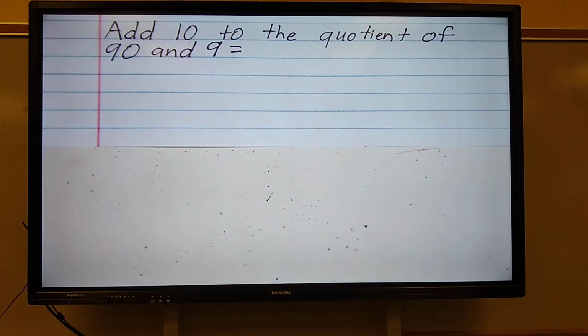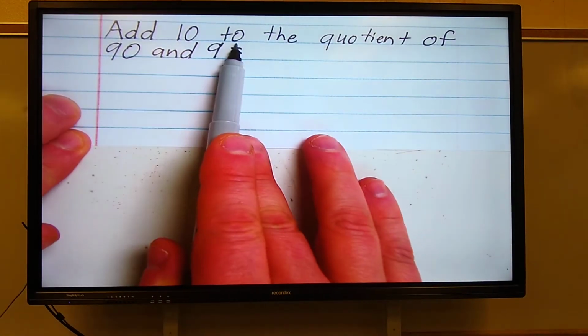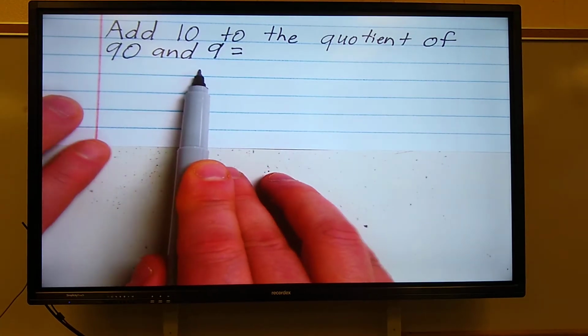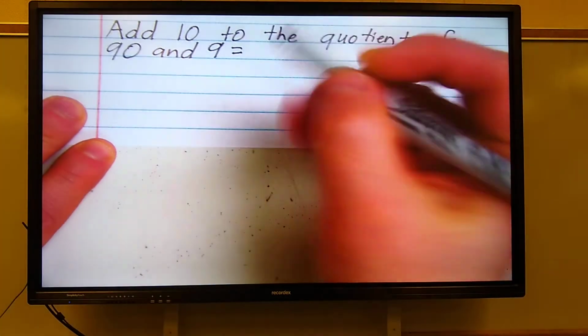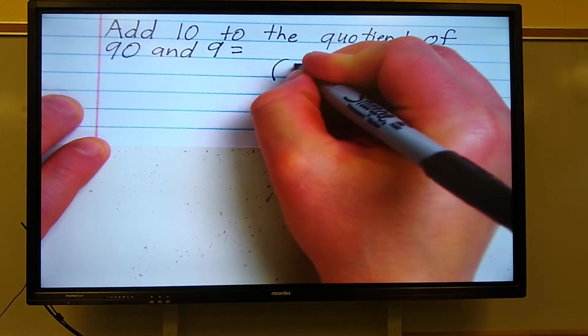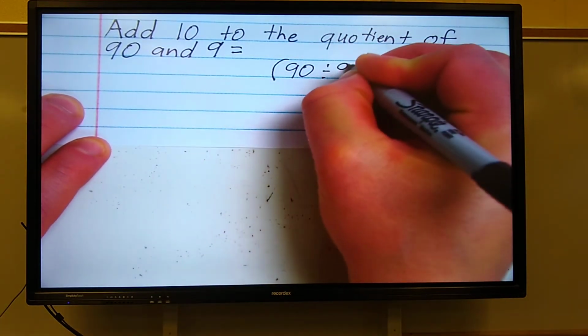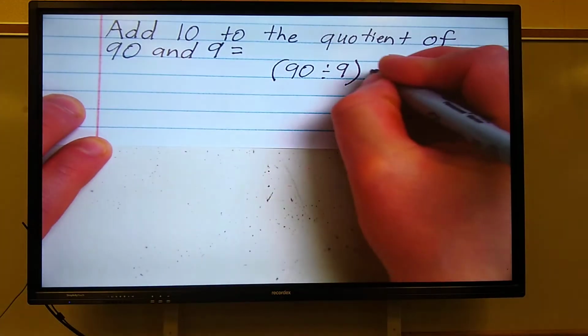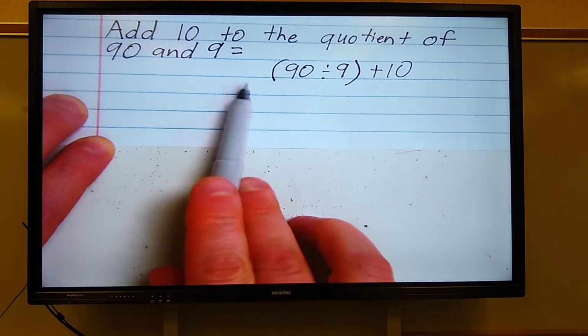Pause the video. All right, let's see how you did, which is probably bad. All right, add 10 to the quotient of 90 and 9. I've got to find the quotient first. So in parentheses, 90 divided by 9. Add 10 to it, plus 10. Or you can have 10 plus right there in front. All right, that was our numerical expression practice.